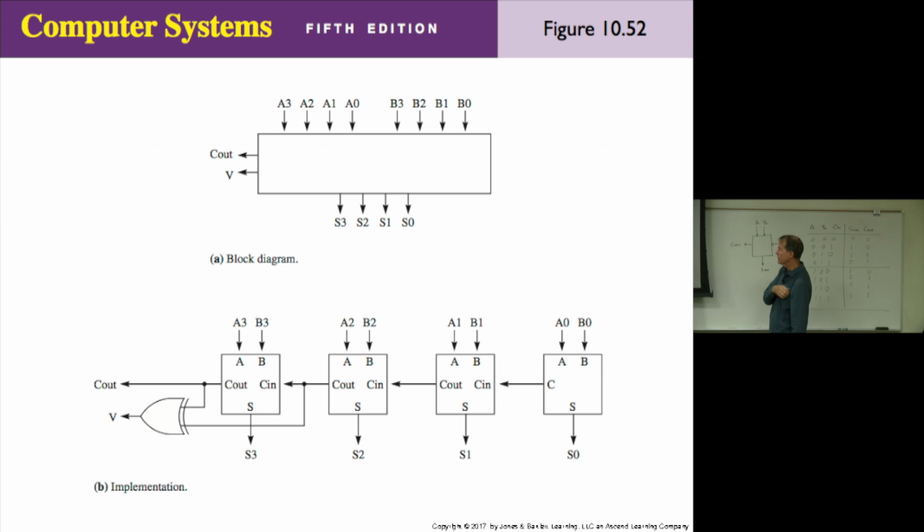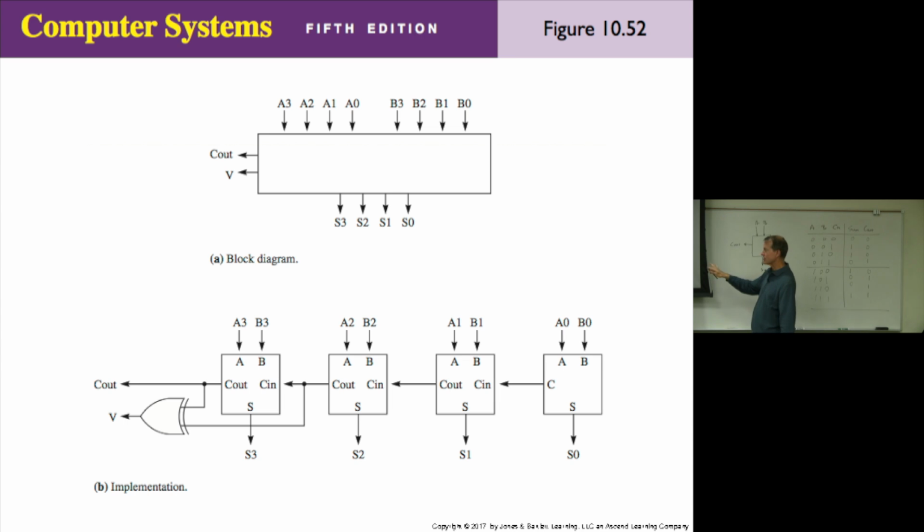In figure 10.52a, we have the block diagram, and if we're adding two 4-bit numbers, we have A3, A2, A1, A0 for the first number, and B3, B2, B1, B0 for the second number. Is everybody good? And then we have S3, S2, S1, S0 for the sum, and C out and V coming out for these 4 bits. And what is inside of that? Here's the implementation for part b. Notice we have block diagram, implementation.